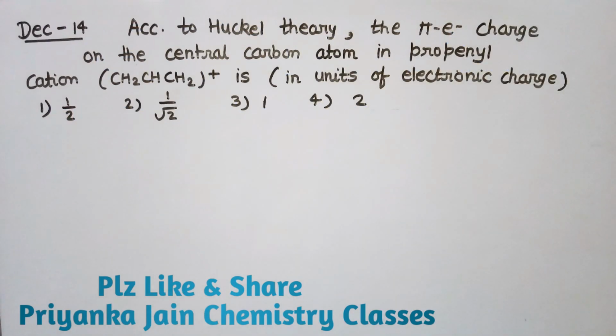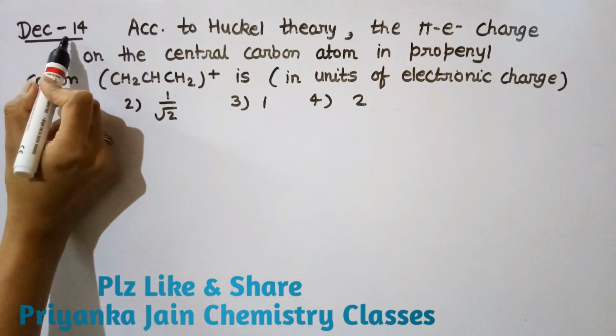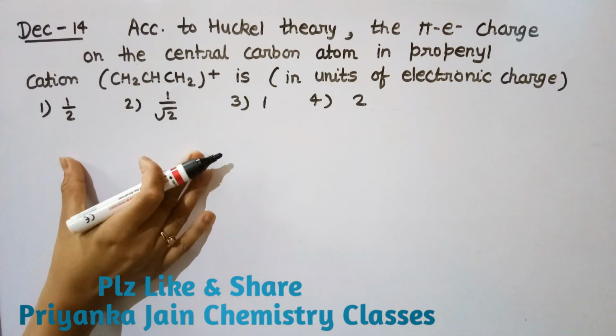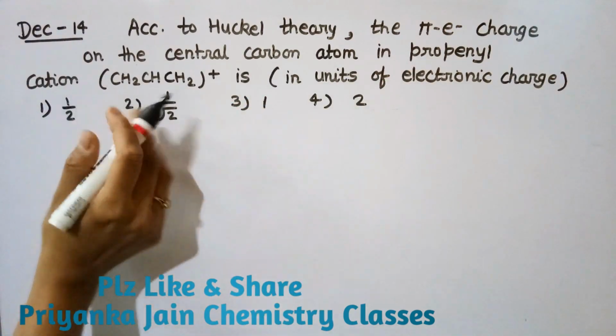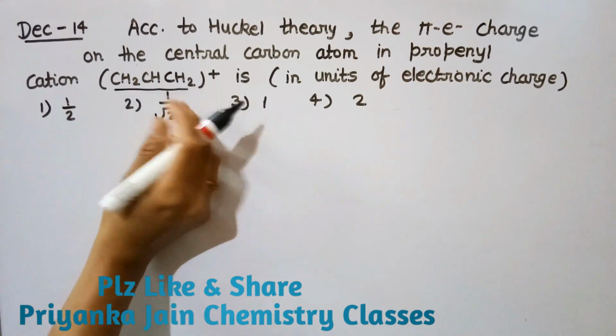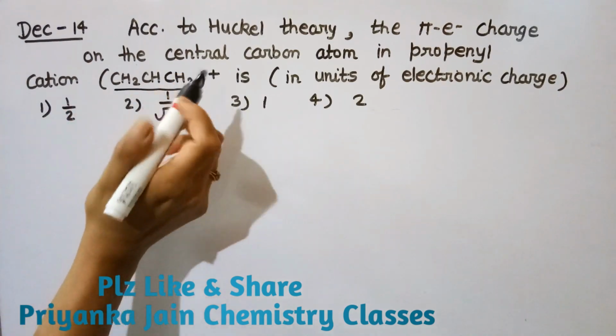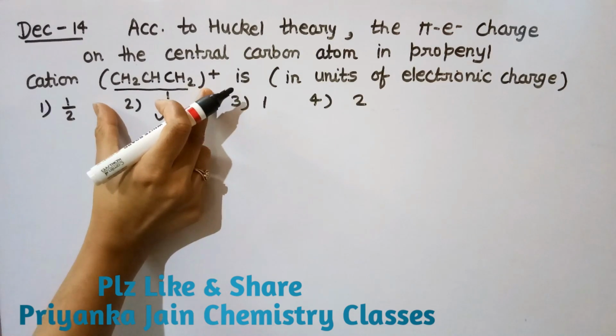Okay, now the next thing that we have to see in the Huckel's molecular orbital theory is how to find out the pi electron charge density and the charge density on a particular atom. Because there was a question in December 2014 asked particularly on this topic. Here again we have given the propenyl cation. So this allyl radical or allyl system is very much important, so you should concentrate on this particular system.